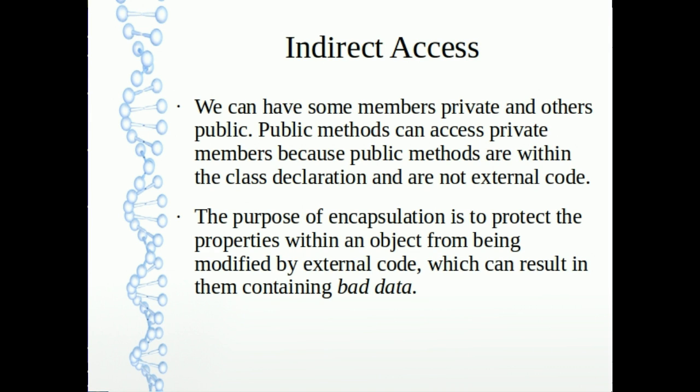As we just saw in that example, we can have some members private and others public. Public methods can access private members because public methods are within the class declaration and are not external code. The purpose of encapsulation is to protect the properties within an object from being modified by external code, which can result in them containing bad data.